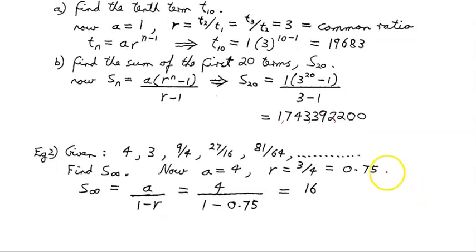Alright, that's it then. Don't forget, the difference between a sequence and a series is that the sequence lists the numbers with commas between them. A series lists the same numbers but with addition signs between them because you're summing them.